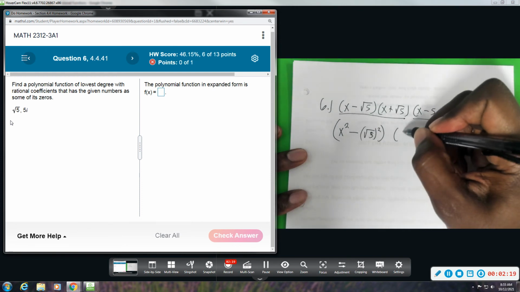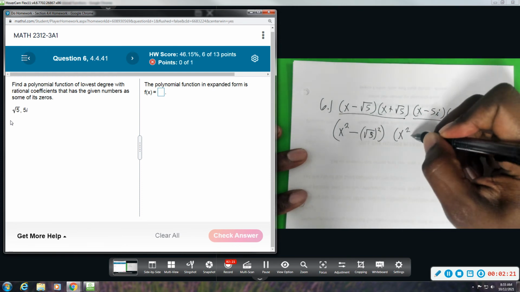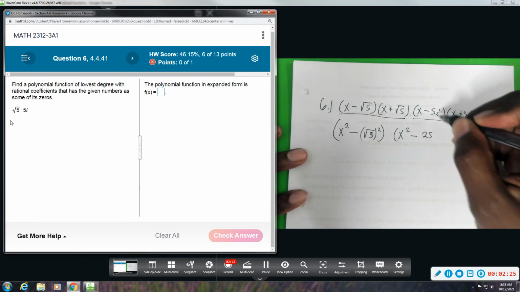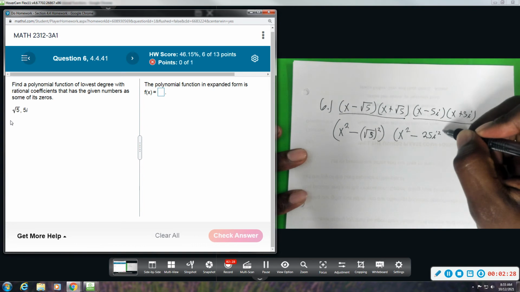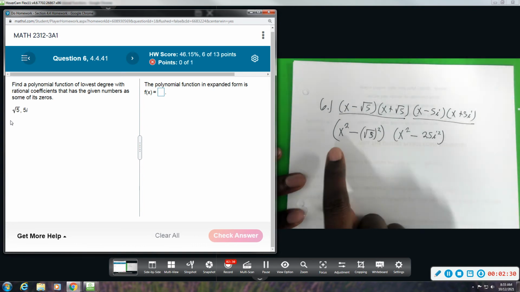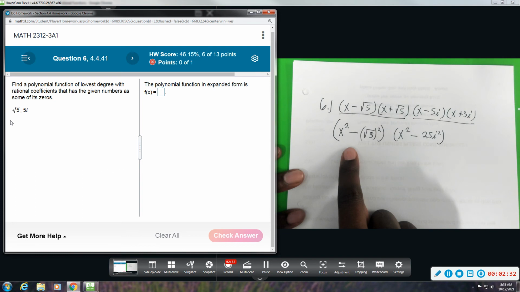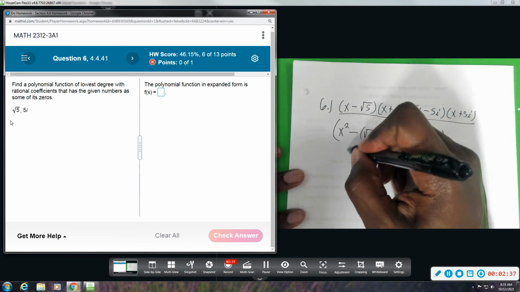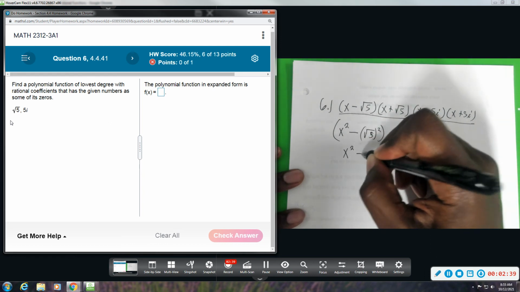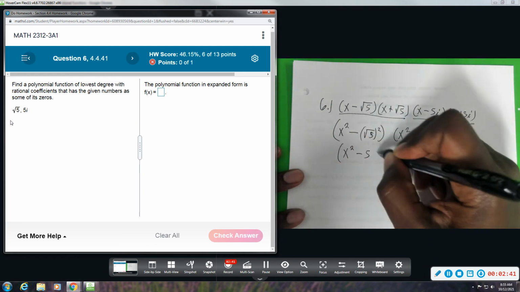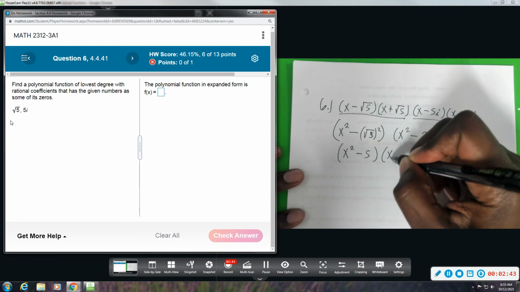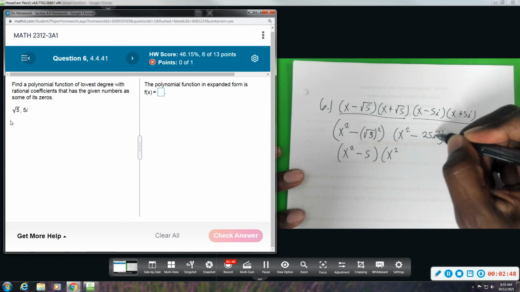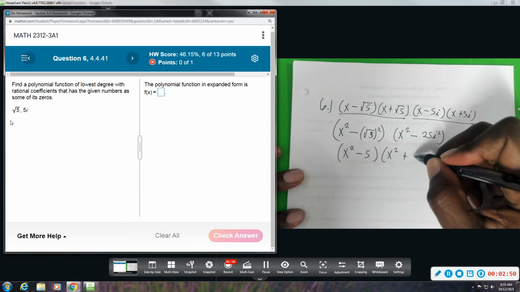So I'll have x squared minus, it'll be 5 squared is 25, and i squared will be i squared. So we have 25i squared. So when we simplify, the square and square root will cancel out. So you'll have x squared minus 5. And then over here, you'll have x squared. And the i squared will turn into a negative 1. So minus a negative becomes positive. So it'll be a plus 25.